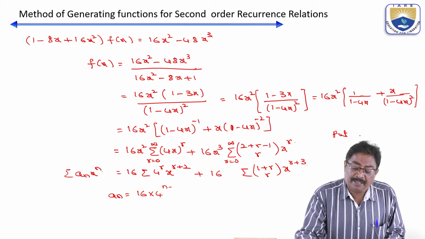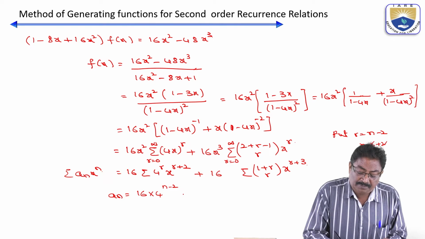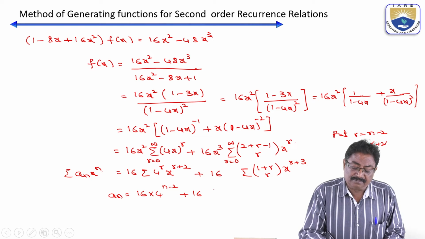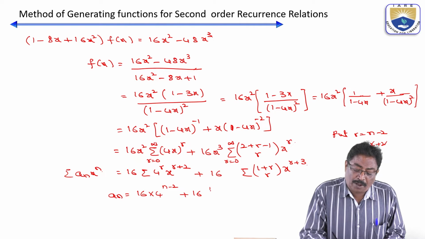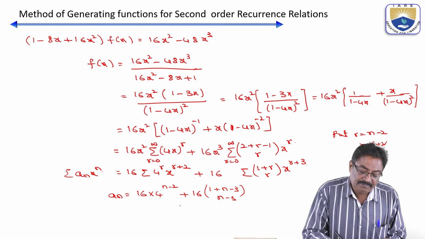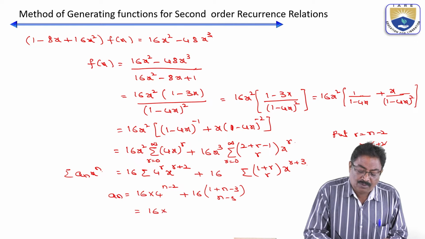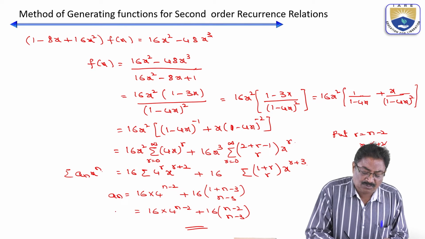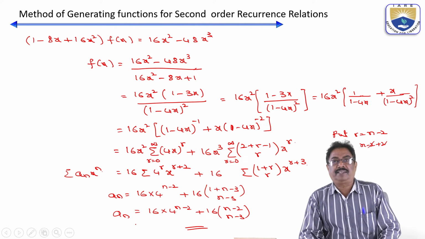So r is equal to n minus 2. So it is n minus 2 plus 2. So n minus 2 plus 16, and r is equal to n minus 3. So it is 1 plus n minus 3, C n minus 3. So this is 16 into 4 to the power of n minus 2 plus 16 into n minus 2 C3. So this is the solution for the given homogeneous recurrence relation.